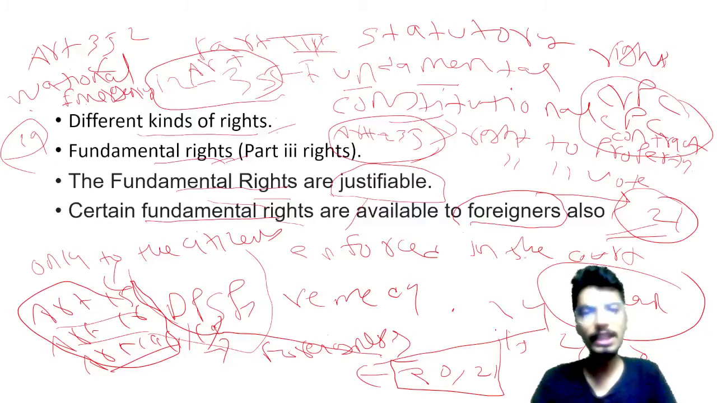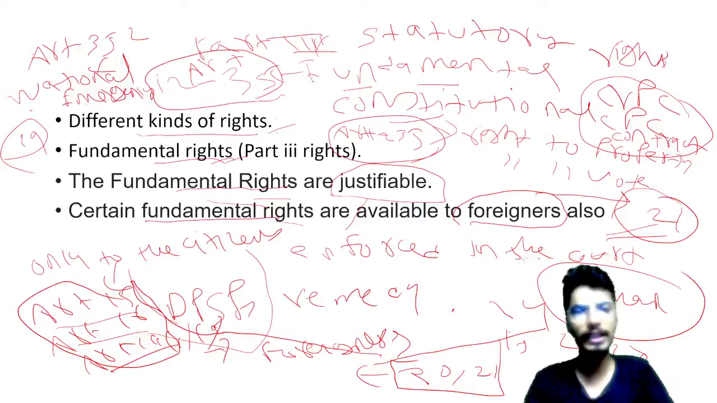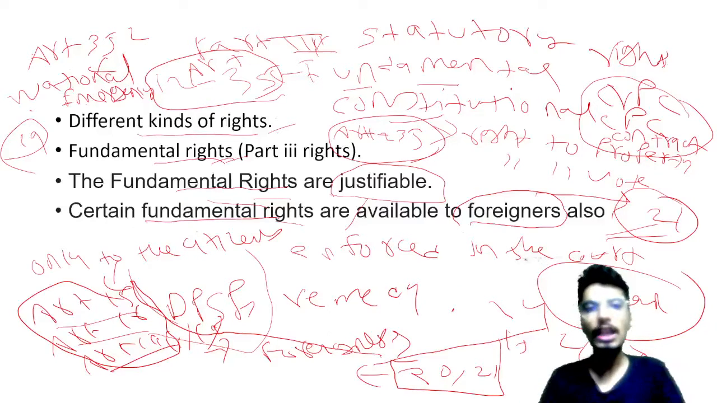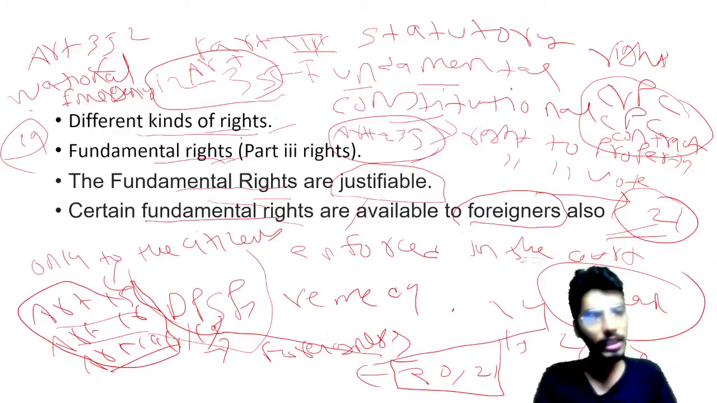After that you will see that part 4 rights, in part 4 you talk about DPSP, directive principles of state policy. So that is a different thing. So one thing we have to be very clear, कि rights बहुत तरह के होते हैं. Then another thing we have to be clear कि जो fundamental rights हैं इनको कोर्ट में जाकर के you can enforce. DPSP can't be enforced in the court, but your fundamental rights can be enforced in the courts.